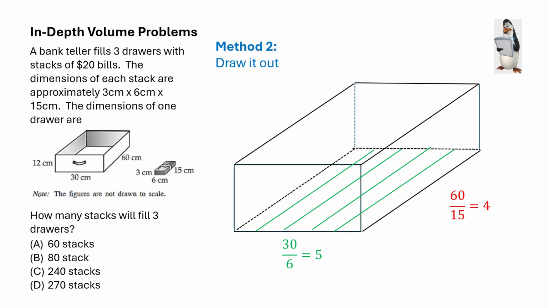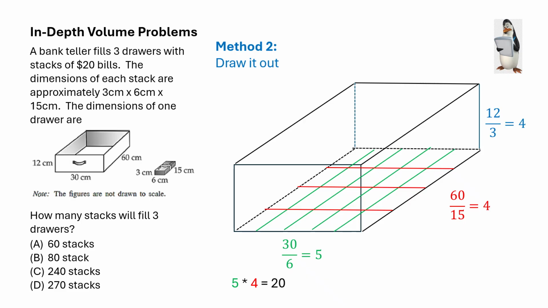Then I took the 60 long off the drawer and divided it by 15 long for the stack, and I'll get 4. Okay. So if I do 5 times 4 equals 20, that means I have 20 stacks laid out at the bottom of the drawer. But wait, there's more.